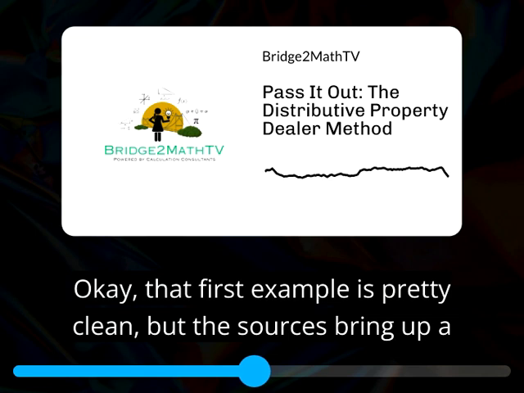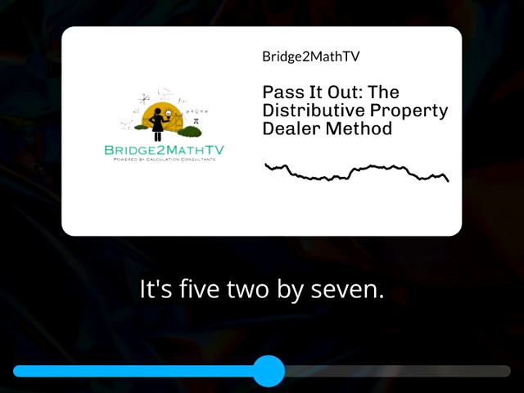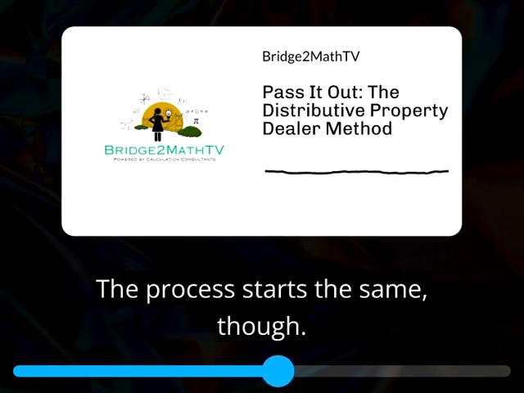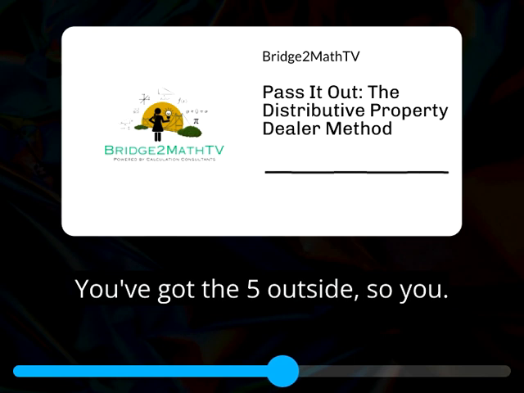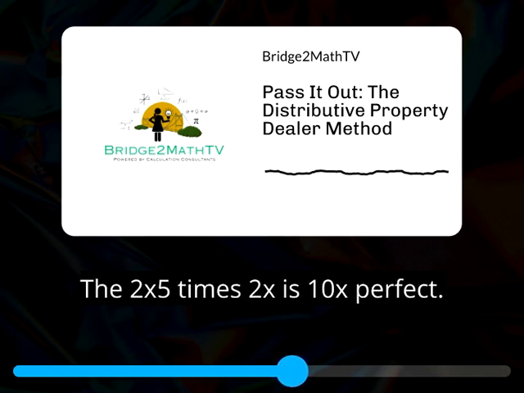Okay, that first example is pretty clean. But the sources bring up a second one that's designed to be a bit of a trap. It's 5(2x − 7). This is where you have to be just a little more careful. The process starts the same, though. You've got the 5 outside. So you pass the 5 out to the first term, the 2x. 5 times 2x is 10x.